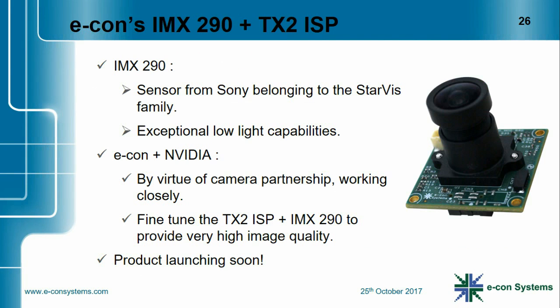We would like to highlight one of the products e-con is working on, in which we are working very closely with NVIDIA: the IMX290 and TX2 ISP solution. IMX290 is a 2 megapixel sensor from Sony, belonging to the STARVIS family, having exceptional low light capabilities and enhanced near infrared sensitivity. e-con, working with NVIDIA through the camera partnership, is fine-tuning the TX2 ISP and the 290 to achieve high image quality.